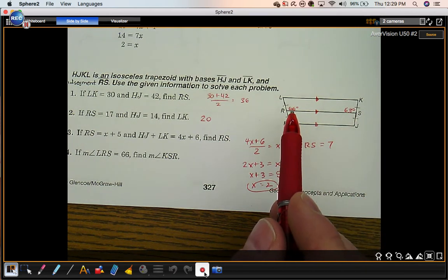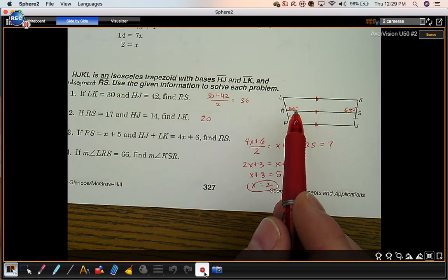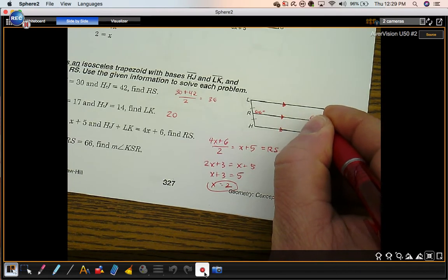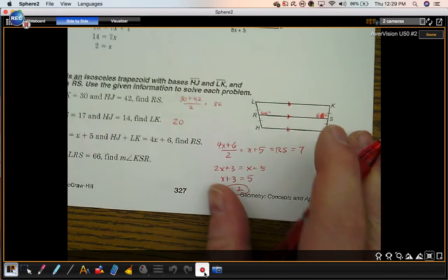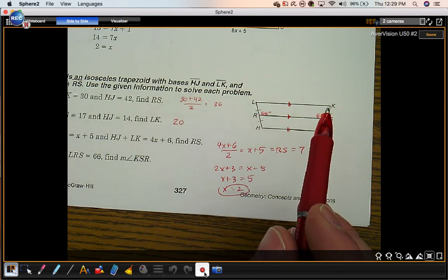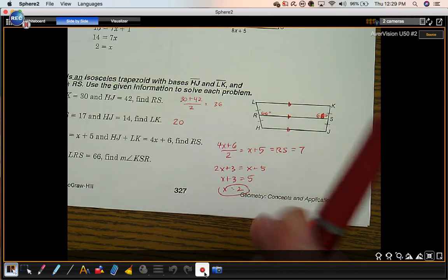But they have it marked as acute, which is wrong. That's 66. I wrote 63 here. It should be 66 because those angles match. Now, just keep in mind, these were the acute measures. These are actually obtuse measures. So really, that's kind of a mistake in the text there.